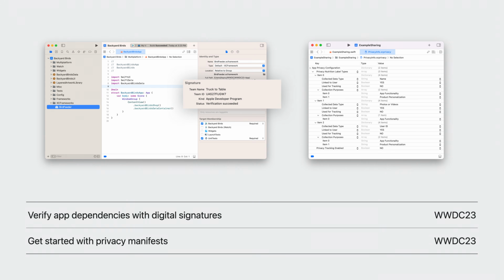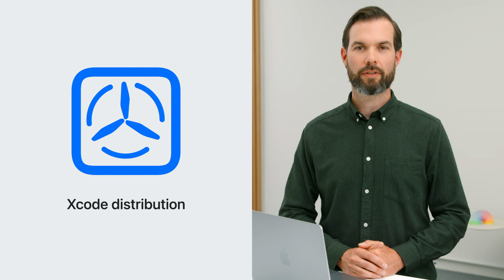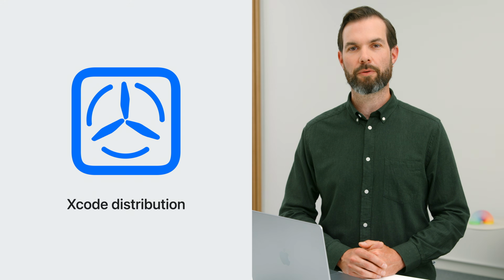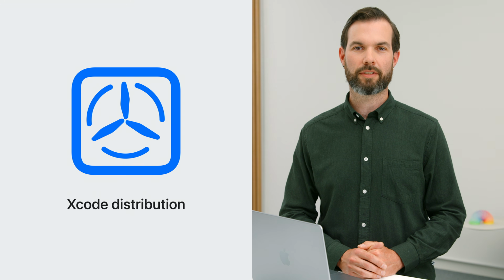We cover these topics in a lot more depth in the sessions Verify App Dependencies with Digital Signatures and Get Started with Privacy Manifests. Privacy manifests are a great tool when distributing your app to your users. When you're working on a bug fix or a new feature branch, you want to distribute your app to your teammates, and only your teammates.